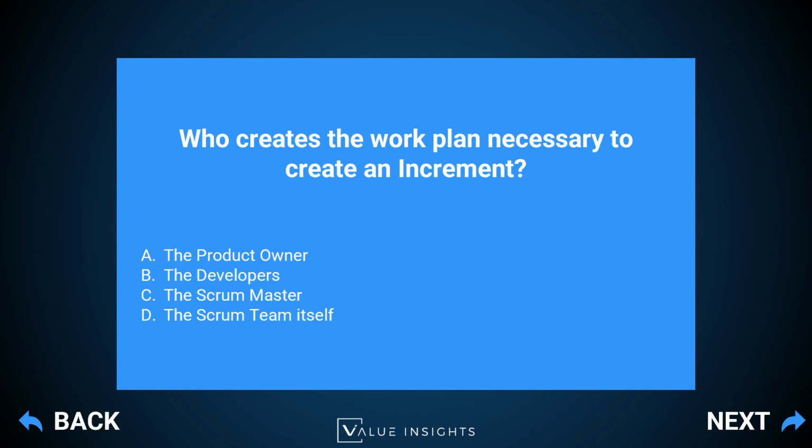When is an increment created? An increment is created during a sprint. And an increment is created once you have a sprint backlog item which meets the definition of done. Who is actually doing the work to turn those backlog items into an increment? Those are the developers. And therefore, who creates the work plan in order to convert those items into an increment? The people who do that are the developers.